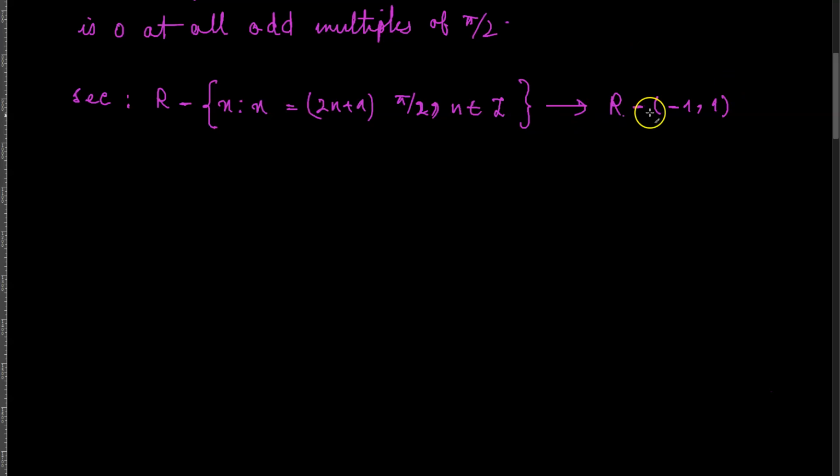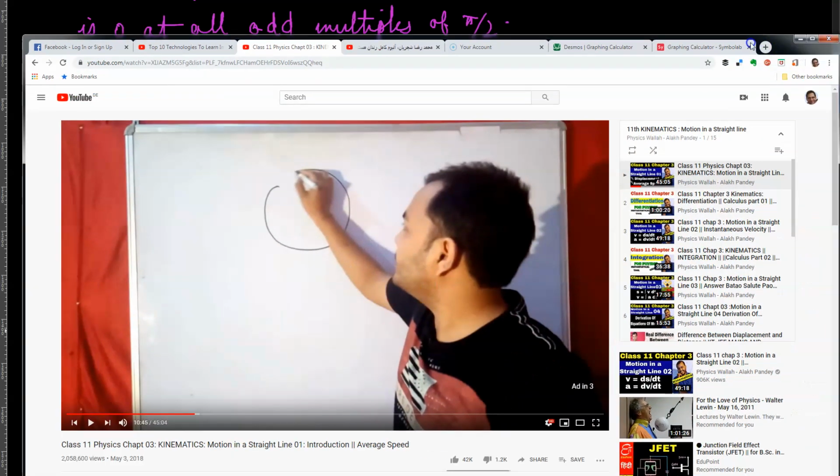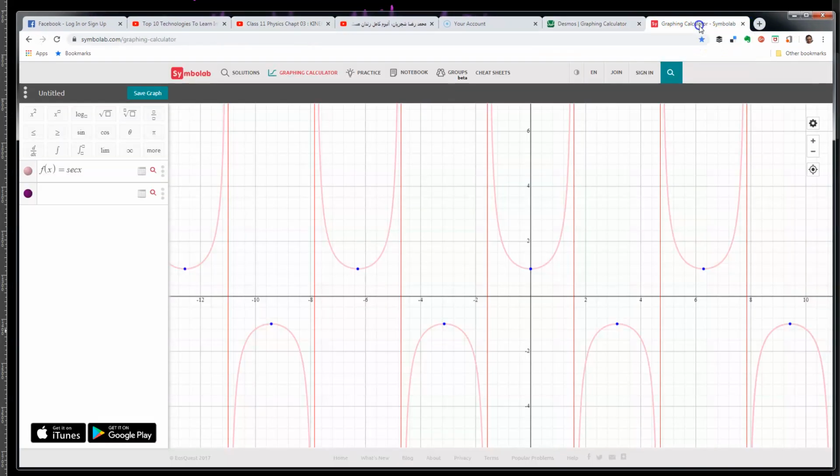So now if you take a look at this function on a graph, basically what you will see is that this is the function f of x is equal to secant x. See over here, you see this point, for example, is (0, 1). This point is (pi, -1).